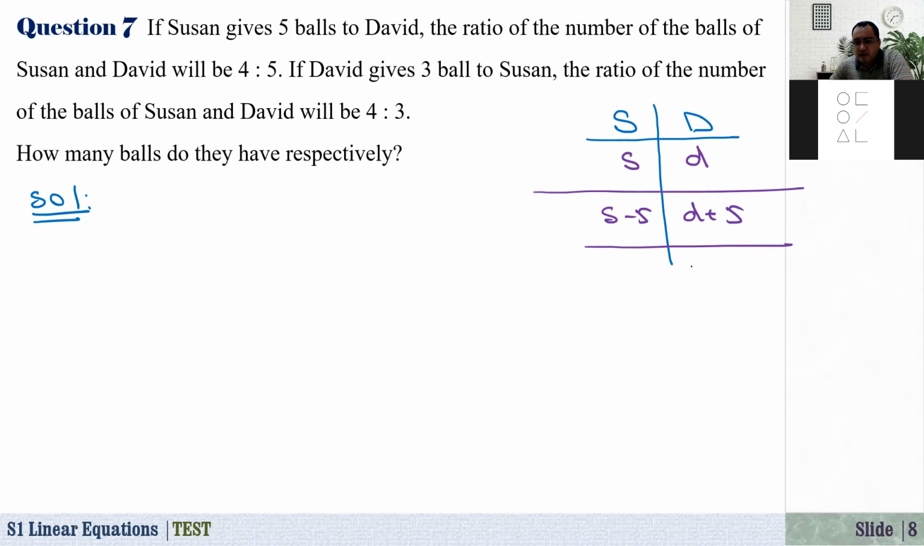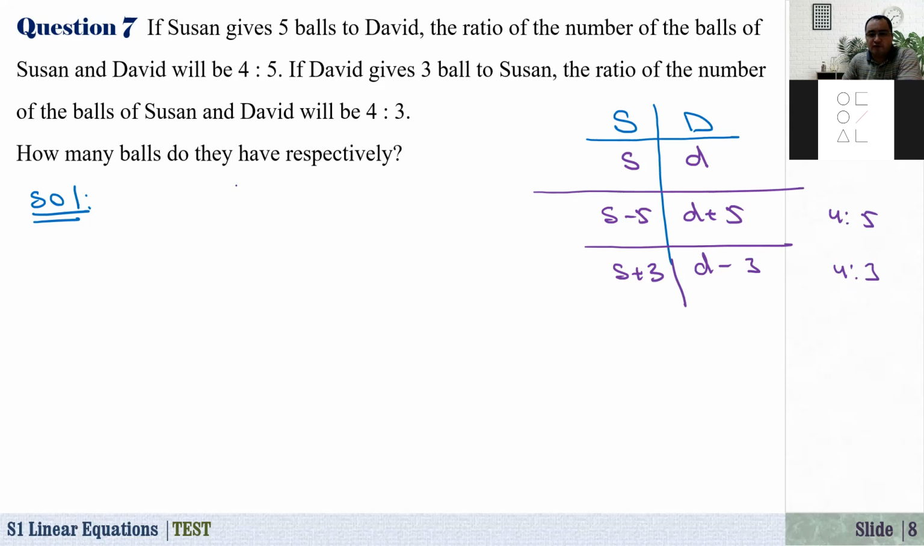And the second one is if David gives 3 balls to Susan. So now the second one is S plus 3. Susan is receiving balls from David. So David has now D minus 3. And the first one, the ratio is 4-5. And the second one, it is 4-3.